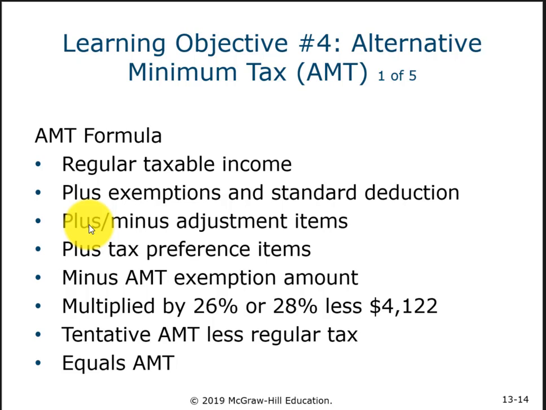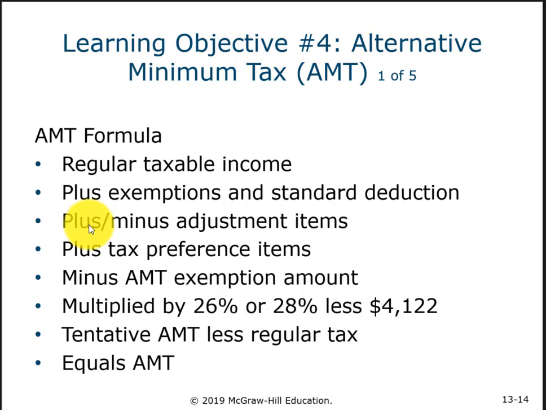So once you've subtracted that exemption amount, then, based on your filing status, you multiply by 26 or 28% and subtract out the difference of 4122. This is how it's described on the actual form. That gives you your AMT, your alternative minimum tax.